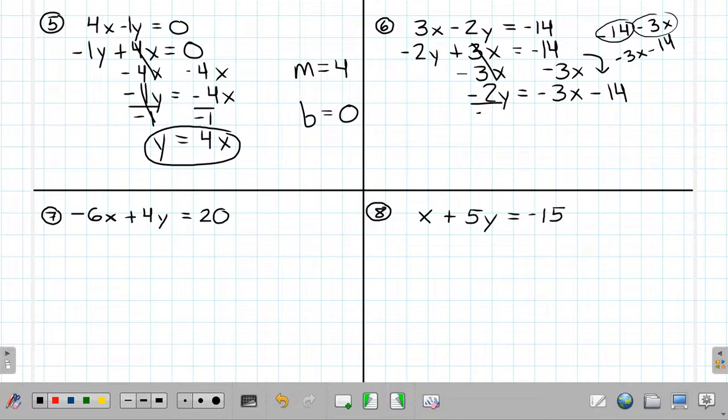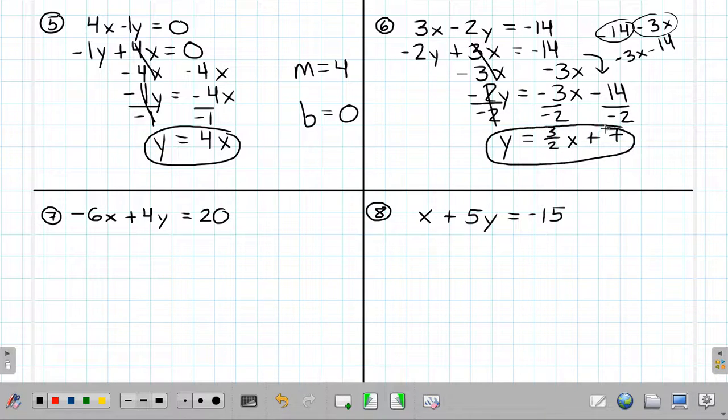And then we would just divide by negative 2. So we've got to divide negative 3 by negative 2, and negative 14 divided by negative 2. So those go away, and we get y is equal to negative over negative is a positive 3/2 x. Negative 14 divided by negative 2 will give us a positive 7. So there's my equation where m is equal to positive 3/2 this time, and b is equal to positive 7.